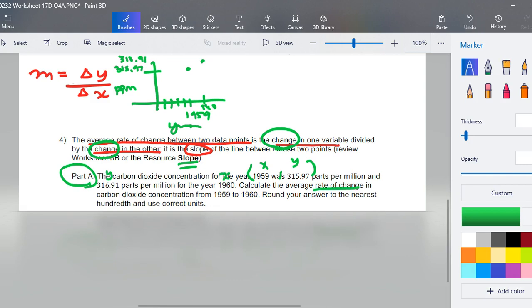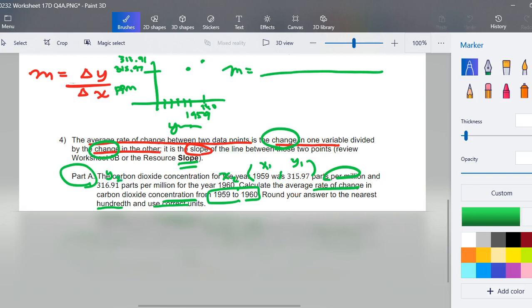Calculate the average rate of change in carbon dioxide concentration from 1959 to 1960. Let's round to the nearest hundredth and make sure we're using correct units. So we have some parts per million, and we have a year. You can call it average rate of change. You can call it slope. Since we are familiar with slope, I'm going to go ahead and call it slope. And I can call this one x1, y1, and this can be our x2, y2.